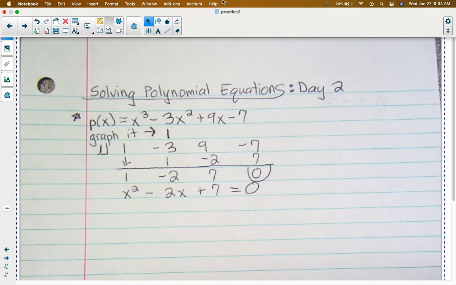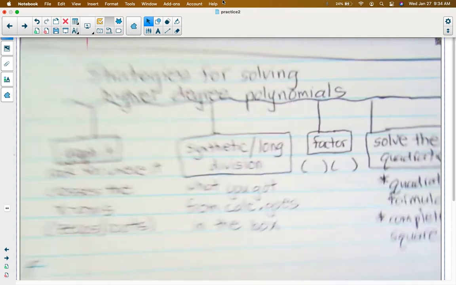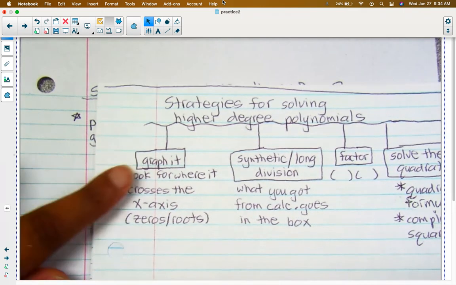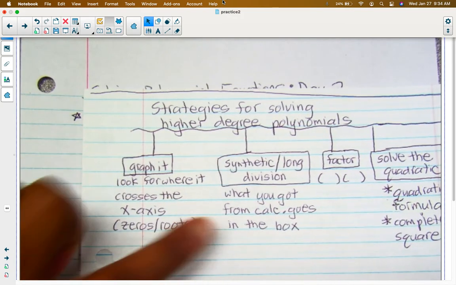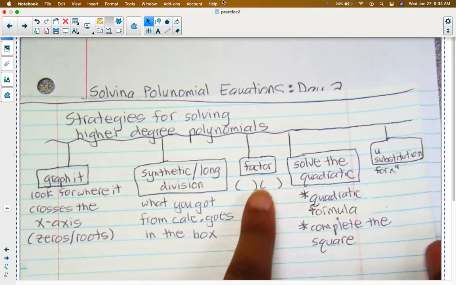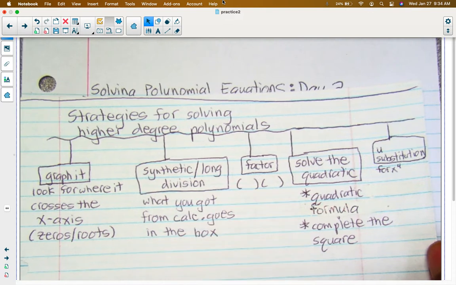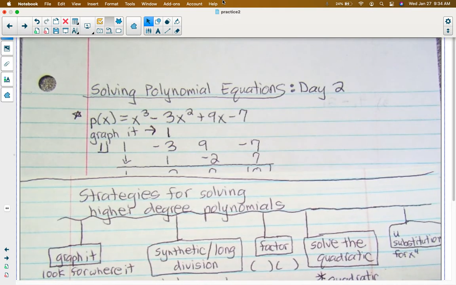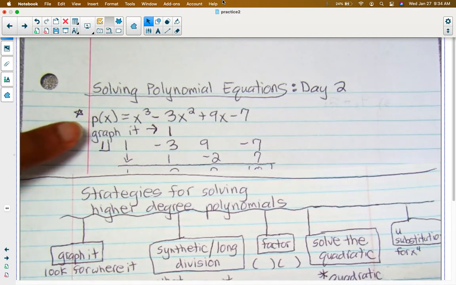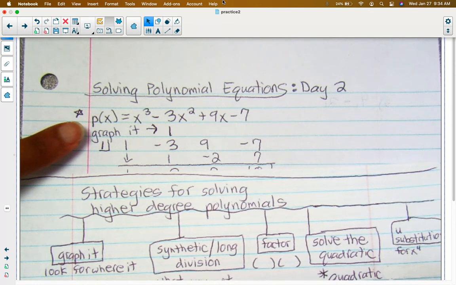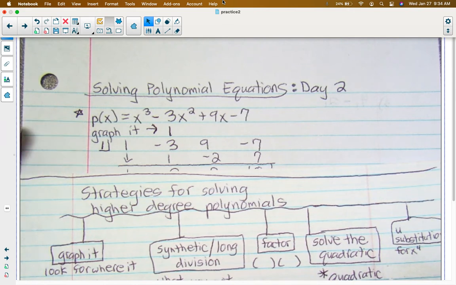Now let's see what else it has to say on our little thinking map that we did from yesterday. So we already graphed it, check. We just did synthetic division, check. Factoring. I do not need to factor this problem. I cannot factor this problem. I know I can't factor it because 1 is the only solution that I got from the calculator. Everything else is going to be imaginary. So if it's imaginary, you can't factor it. So factoring isn't going to help me.